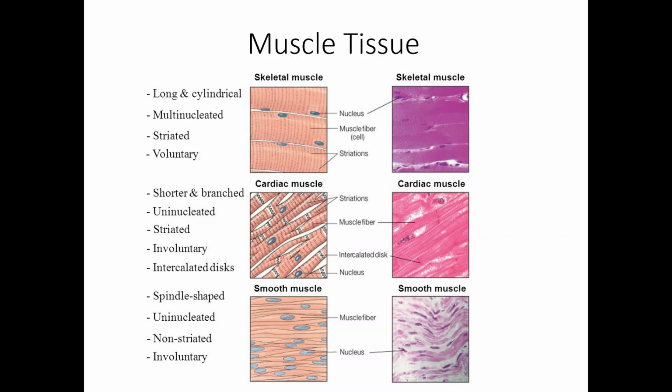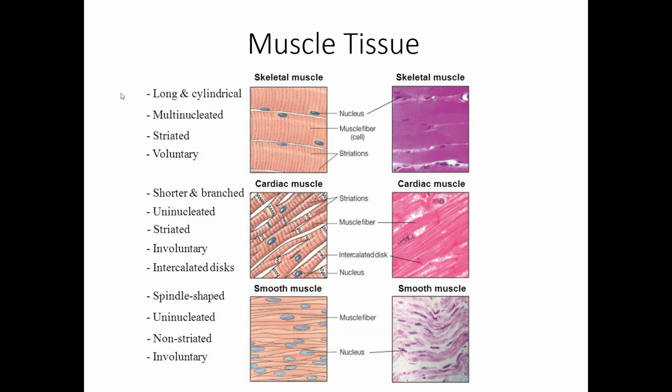Now we're going to discuss muscle tissue. There are only 3 different types of muscle tissue: skeletal muscle, cardiac muscle, and smooth muscle. Some of them share a few things in common, so we'll be sure to point out ways that you can distinguish between the 3. So first of all, you have skeletal muscles.